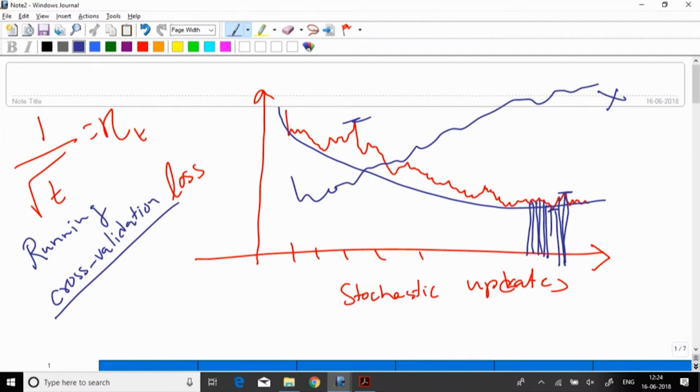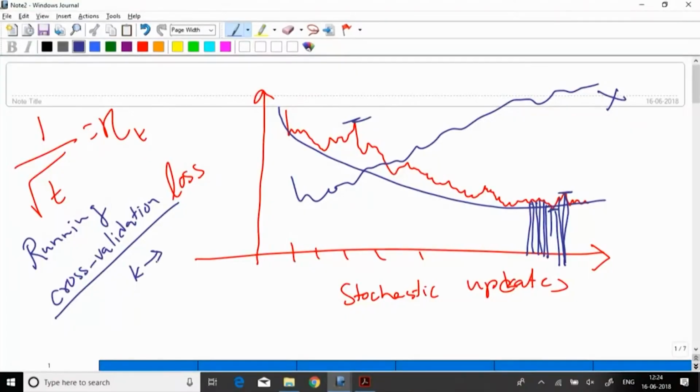The second solution is that you store the last k iterates, and you have something like the average of the last k weights as your final weight. These are the two solutions. Both solutions you can show converge. Clear?